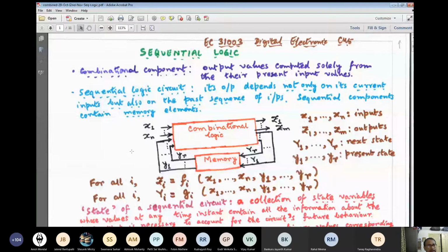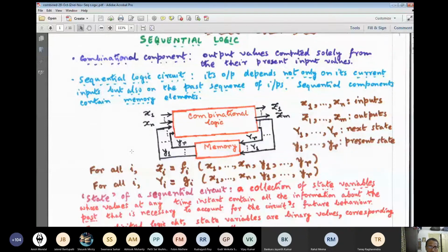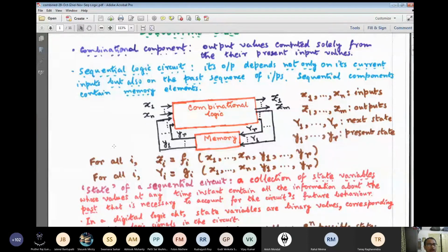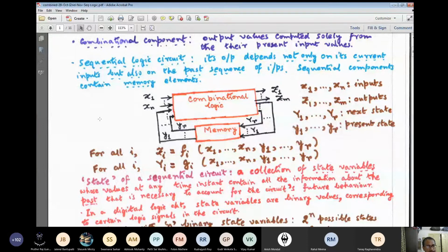So any important event that will take place will be in accordance with some important edge of the clock. In your laboratory, you have used 7474, which is an example of a positive edge triggered D flip-flop. You can also have a level triggered D flip-flop. For better design, we stick to edge triggered flip-flops, so that the bugs are very fewer.